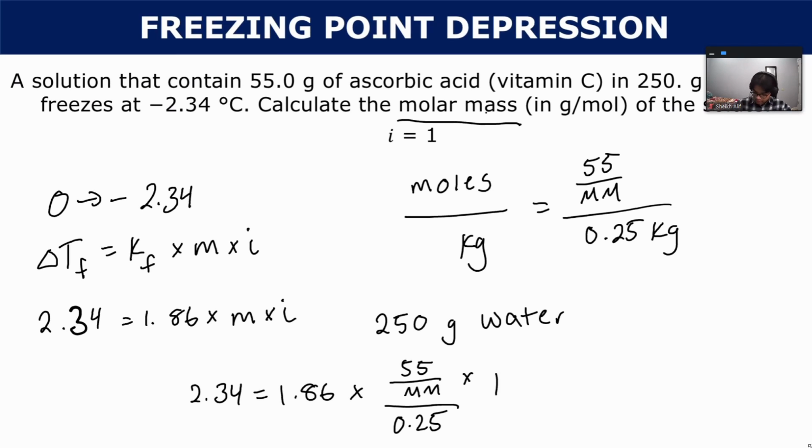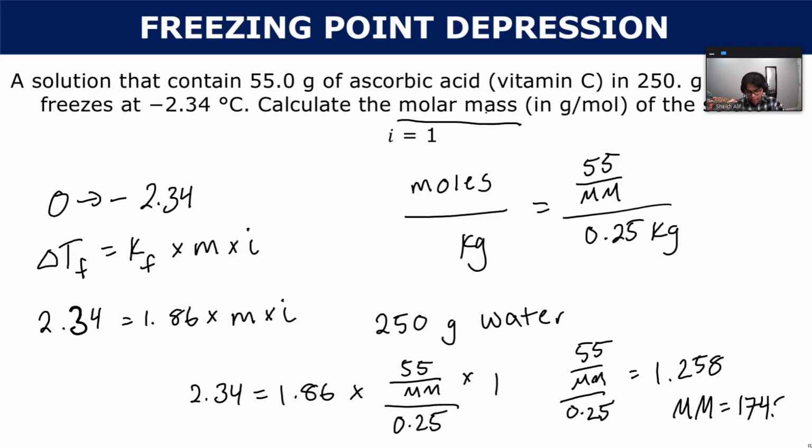If we do a little bit of math here, dividing 2.34 by 1.86, we get that 55 over molar mass over 0.25 is going to equal basically 1.258. And then if you do a bit more math, we can get that the molar mass is going to be 174.87. I didn't show the math because the answer is a little hidden there, but it's 175.